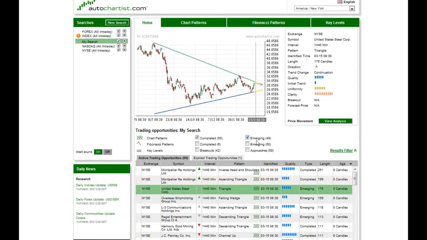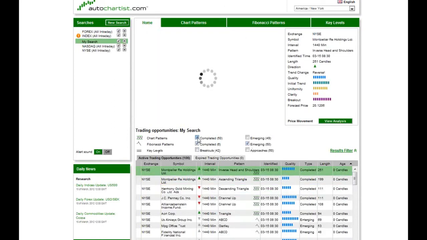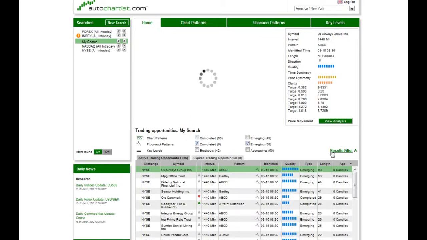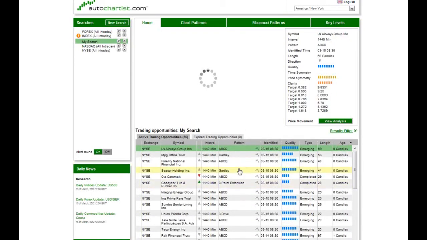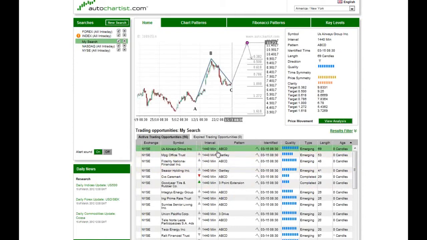What I'm going to do now is show you similar concepts for both Fibonacci patterns and key levels. Let me turn on the Fibonacci patterns and switch off the chart patterns. Now let's wait for an emerging ABCD pattern to come up on US airlines. Let me make that slightly bigger and let's see what it's actually saying to us.